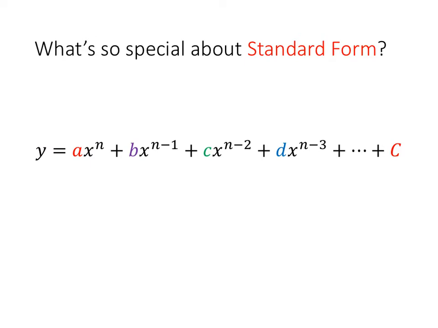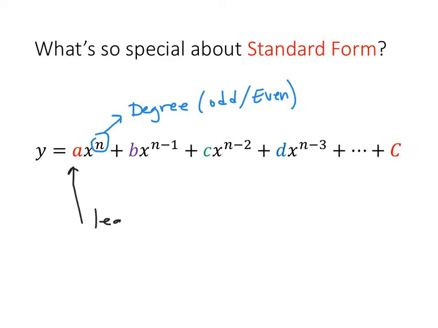And so first of all, we're going to look at what's so special about our standard form. We've kind of talked about standard form already, but what it's going to tell us is a couple of things. First of all, it tells us the degree of our polynomial. Just like we did before, the degree of a polynomial is always the largest degree, and in standard form, this first term tells us what the largest degree is. That's going to tell us whether this is an odd polynomial or an even polynomial, and we'll get into what that specifically means. It's also going to tell us a, which is what we call our leading coefficient.